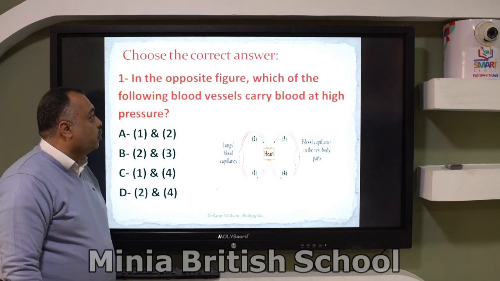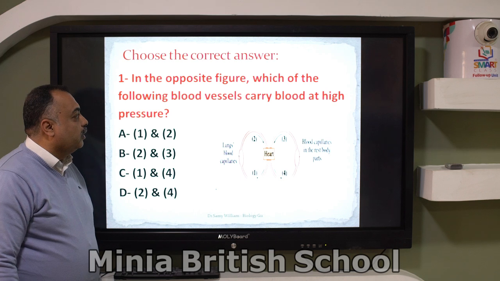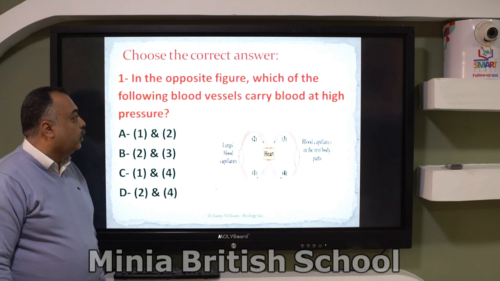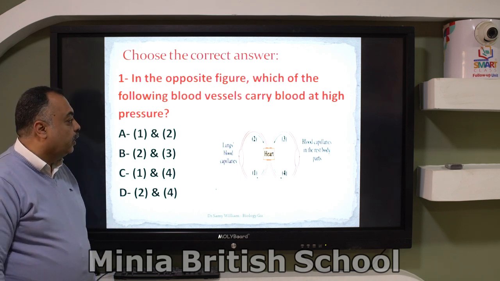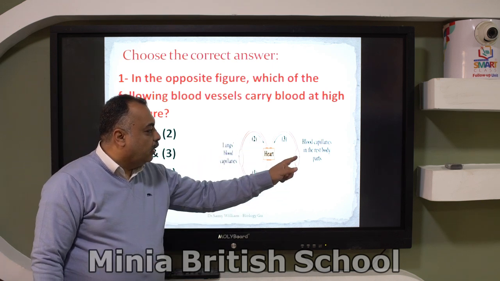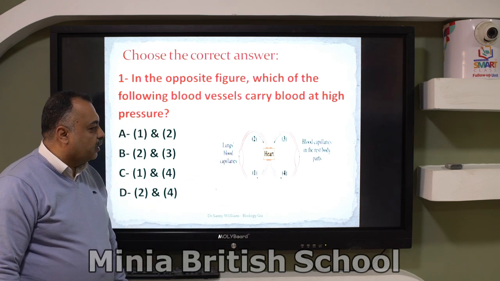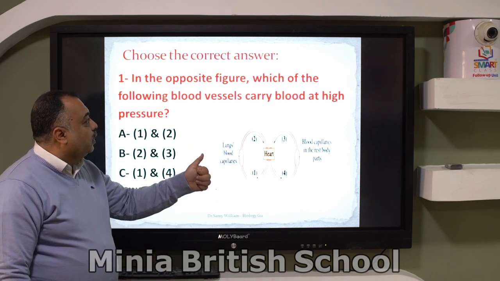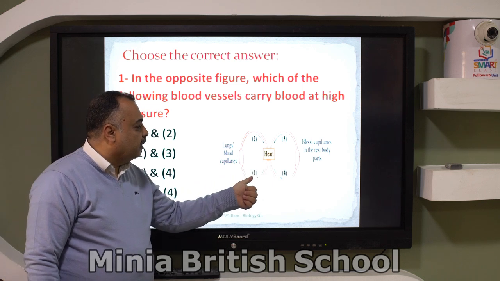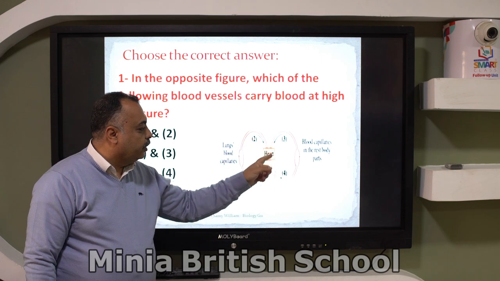Start with this question. In the opposite figure, which of the following blood vessels carry blood at high pressure? As you see in this picture, there is the heart and the rest of the body parts. There are lungs, blood vessels. So, what are the blood vessels of high pressure? 1, 2, 3, or 4?